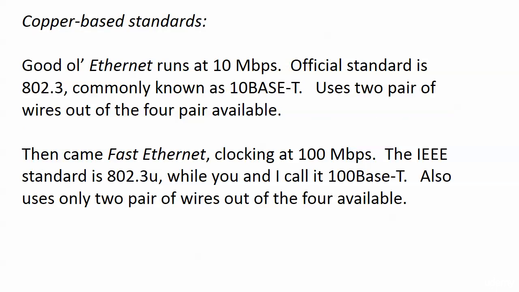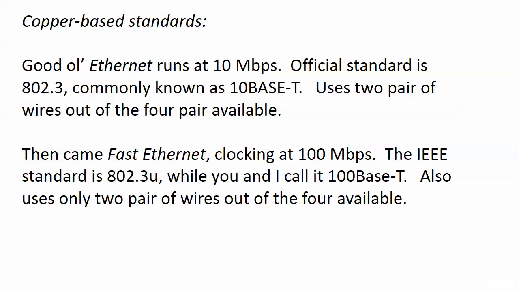Now those copper-based standards. Regular Ethernet runs at 10 meg, and the official standard is 802.3. You can tell it was the original because it doesn't have any letters on the end of it. It's commonly known as 10BASE-T. If you are talking about Ethernet standards with someone in the industry, they're probably not going to say 802.3. They'll probably say 10BASE-T. That's why I'm giving you both names. Now, Ethernet uses 2 of the 4 pair of wires that are available.